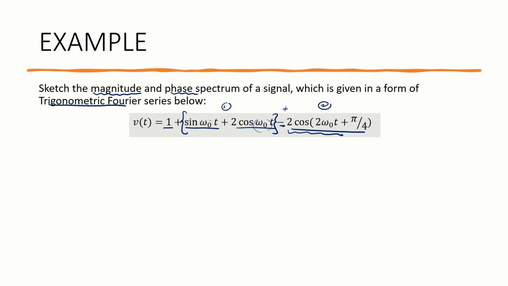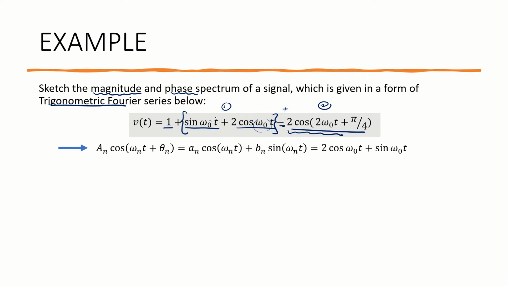All right, so now let's rewrite this equation. For the first part, we know that the omega naught for the sine and the cos is the same. So now let's apply what we learned in the previous slide. If we rewrite it with the cos first, it's going to be 2 cos omega naught t plus sine omega naught t.